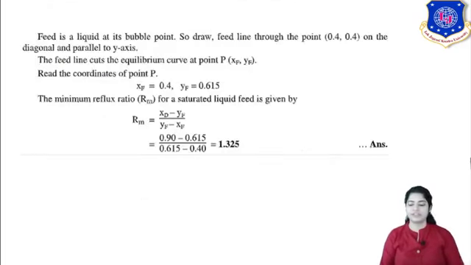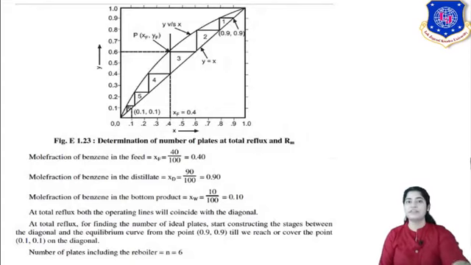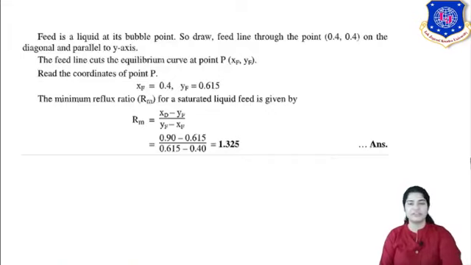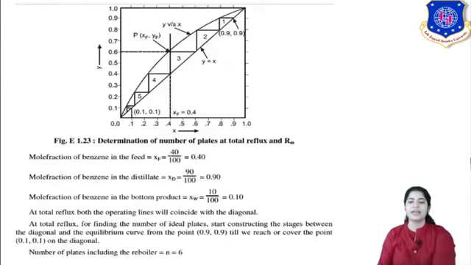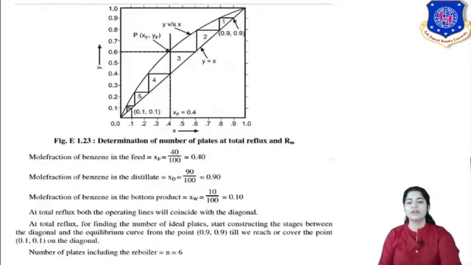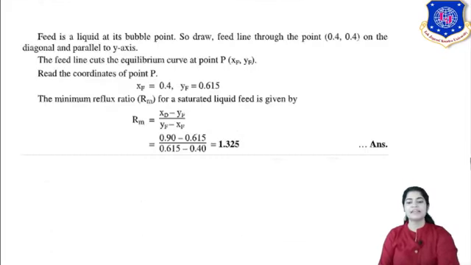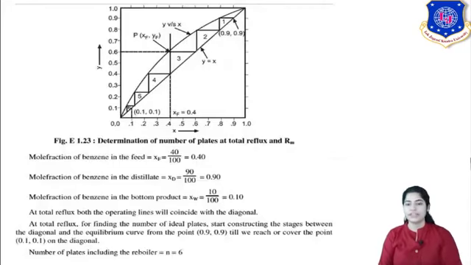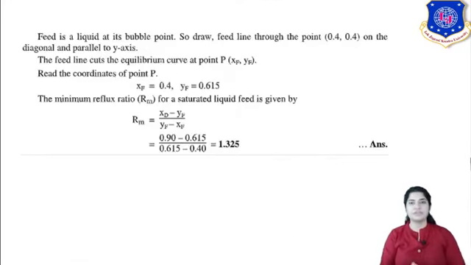Now what is the minimum reflux ratio? It is the difference in y coordinate upon the difference in x coordinate. So the numerator is xd minus yf, that is 0.9 minus 0.6, clear? Similarly, the denominator is xd minus xf, again 0.9 minus 0.4, clear? Hence you get your Rm, the minimum reflux ratio, as 1.325. So this was your calculation of the minimum reflux ratio.